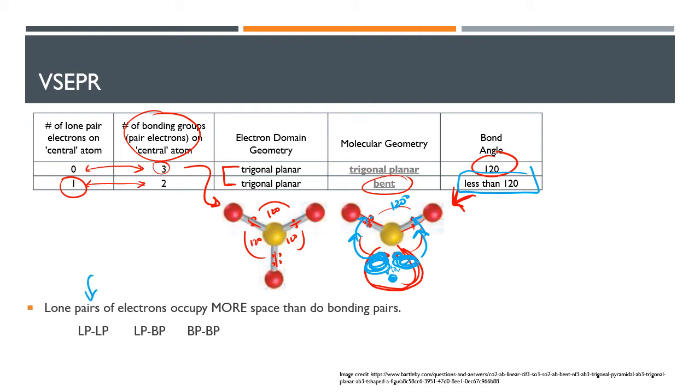Lone pairs of electrons occupy more space than do the bonding pairs. Lone pair, lone pair, bonding pair, bonding pair. Bonding pair here, that's going to take up less space. If I'm looking at lone pair, bonding pair, like here, that's going to take up a little bit more space. And then in a couple more slides, we'll look at lone pair, lone pair.